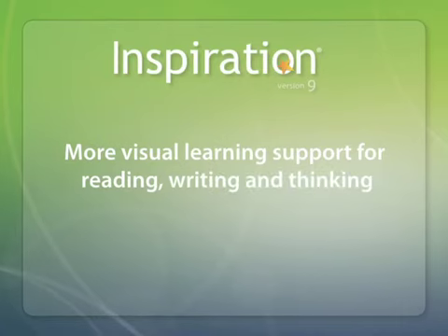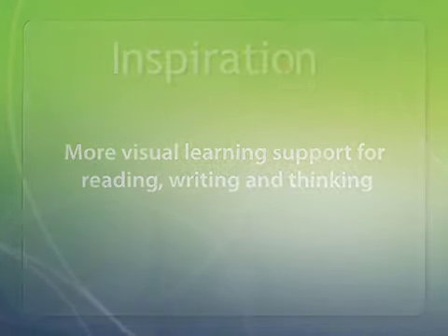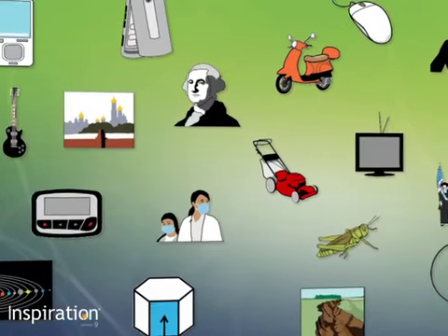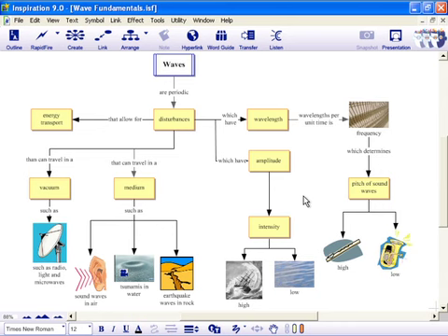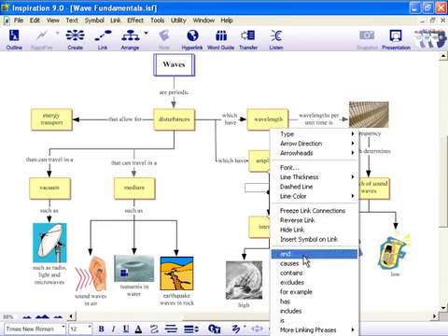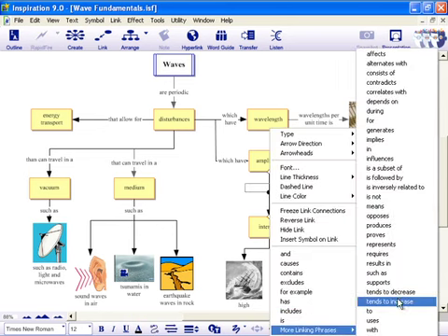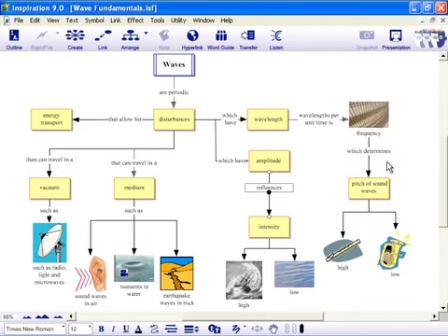Inspiration 9 provides more visual learning support for reading, writing, and thinking. Additional symbols better support curriculum content. Built-in linking phrases help label concept map links to easily explain relationships. And educators can now freeze content in templates to ensure it isn't moved or deleted by students.